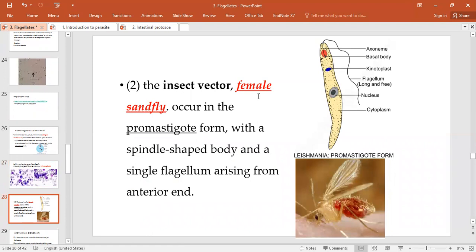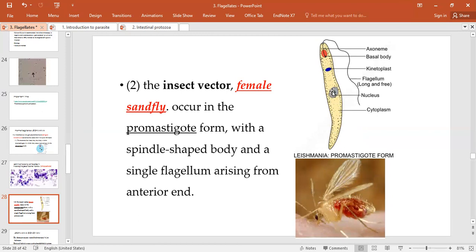The insect vector, the female sandfly, has the promastigote form. This is the promastigote form of Leishmania donovani. It is spindle-like, longitudinal or spindle-like. This form of Leishmania donovani exists in the female sandfly. Here is the female sandfly. The Leishmania exists in this shape in the sandfly. This is the infective stage because we get the infection from the bite of the female sandfly.